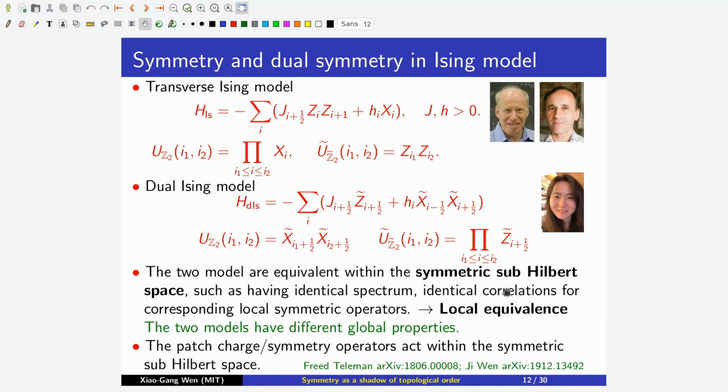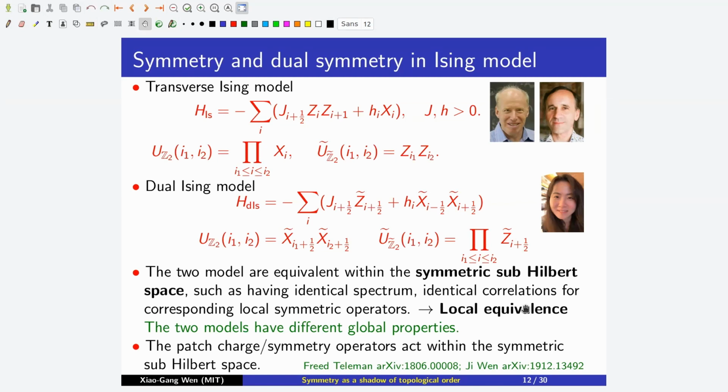So this is really to say that if you imagine a situation where our experimental instrument cannot break symmetry, then we cannot tell whether we are studying the Ising model or the duality model. Their difference only becomes visible when you introduce the charge operator. The charged sector, the Hilbert space with a non-trivial charge, non-trivial symmetry transformation, is different. So the difference is only in the charge sector. This leads to what is called local equivalence, because the charge sector is like a global property.